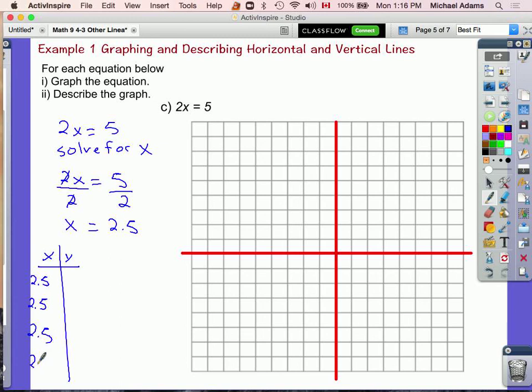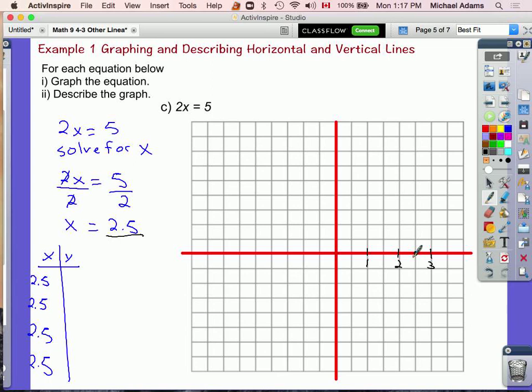Okay, x is always 2.5 because that's what we've done here. So now, if I was to go ahead and do my grid here, I'm going to put my scale on here. I'm going to say that every 2 boxes represents 1. So that's 1, there's 2, that's 3. Okay, so now 2.5 is going to be right here, on the x-axis.